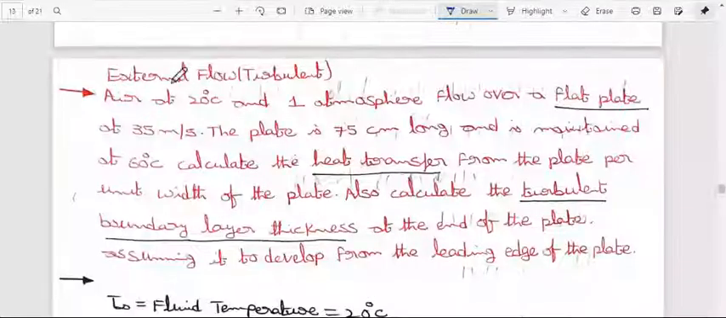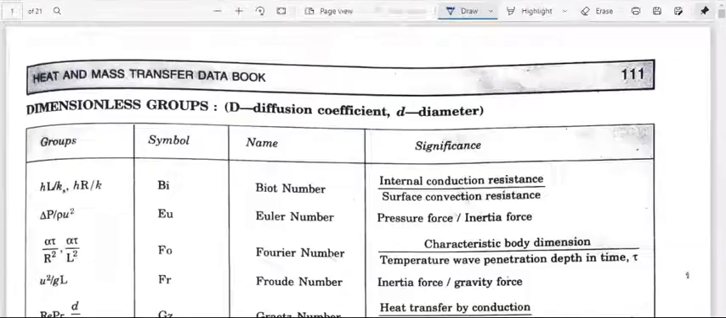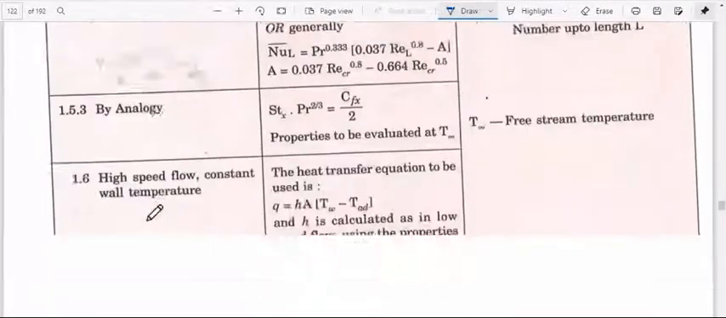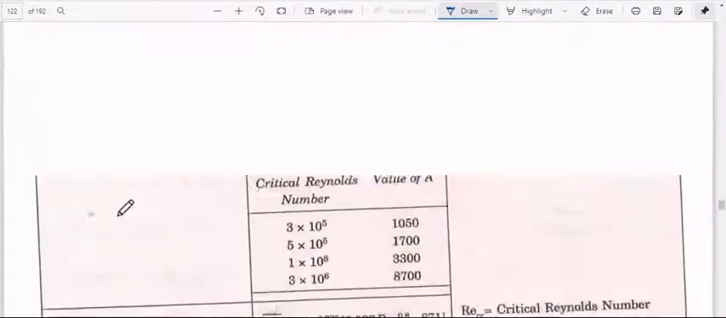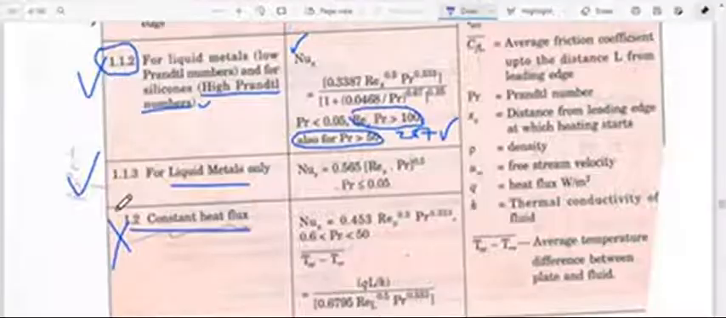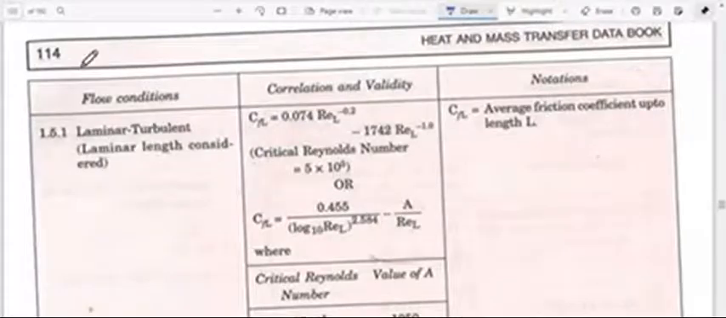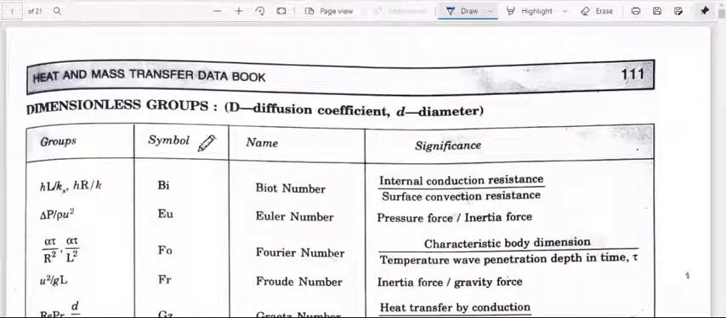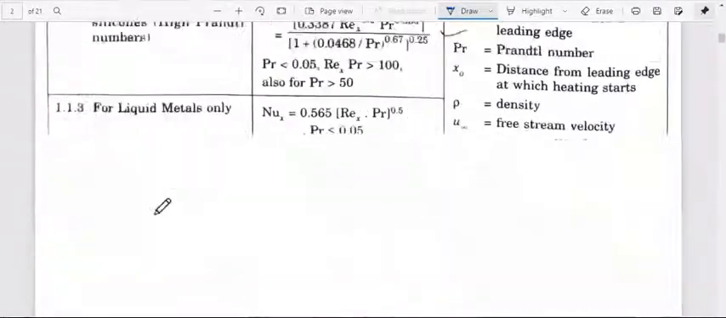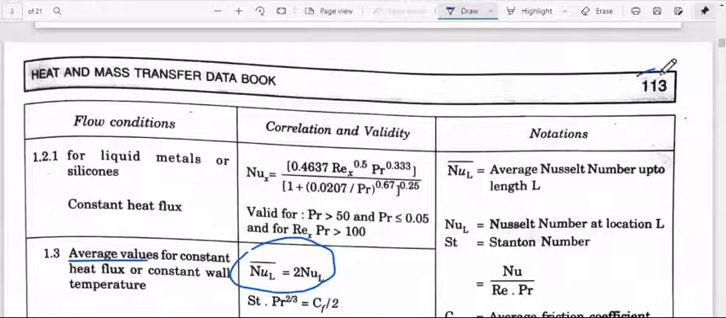Coming to the next question, that means turbulent flows. In our regular data book, page number 113 is missing. Here 112 is there and 114 is there, so the 113 page is not scanned. In this PDF, the 113 page number is available in our regular notes.